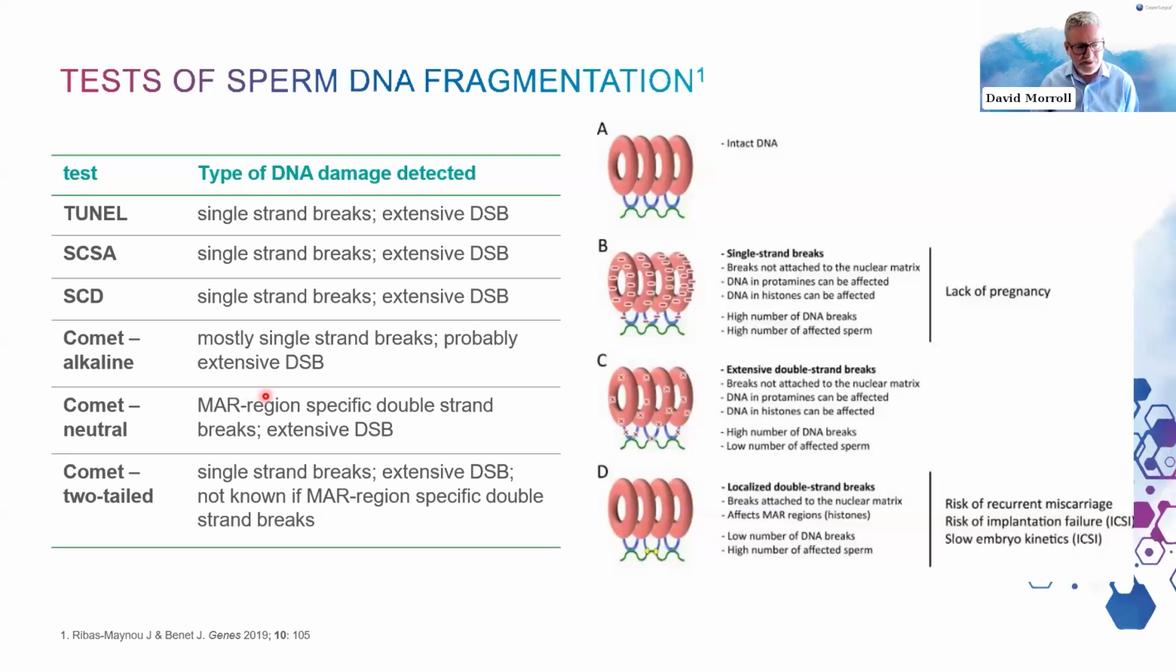Now, a matrix attachment region in the sperm nucleus is where the DNA has not been complexed with protamines, and it remains complexed with histones. So these are like the nucleosomes in somatic nuclei. They are complexed with histones, and that's potentially important because we know some of those regions that remain complexed with histones rather than protamines code for genes that are linked to embryo development. So that's an important thing to remember.